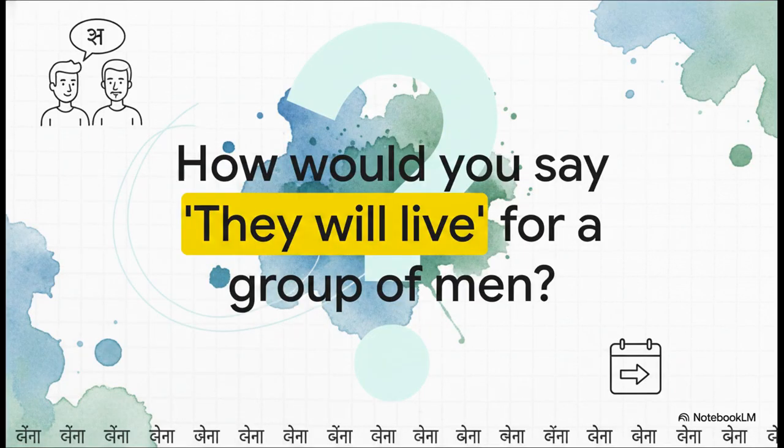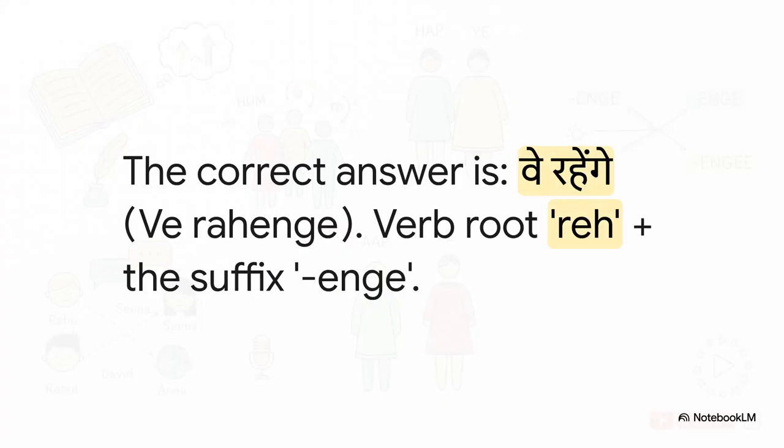Okay, pop quiz time. Let's see if you've got this. The verb root is rah, which means to live. So how would you say they will live if you're talking about a group of men? Go on, take a second. So did you get it? The answer is ve rahenge. See, that's the root rah plus our good old masculine plural suffix enge.